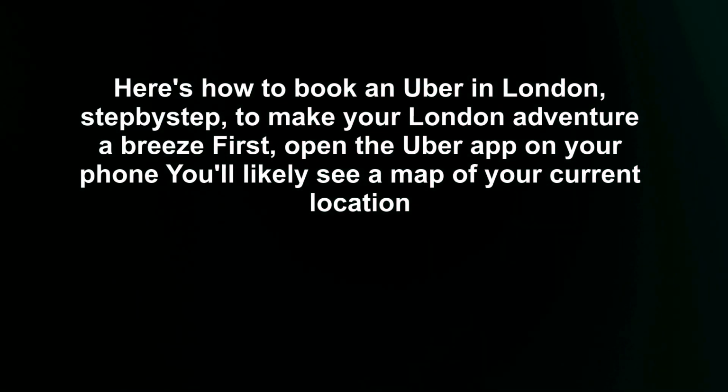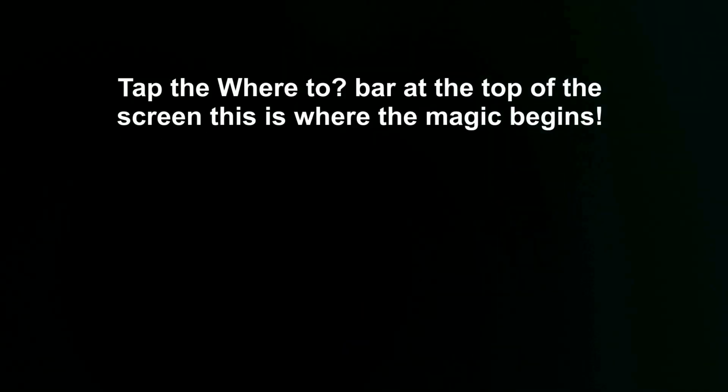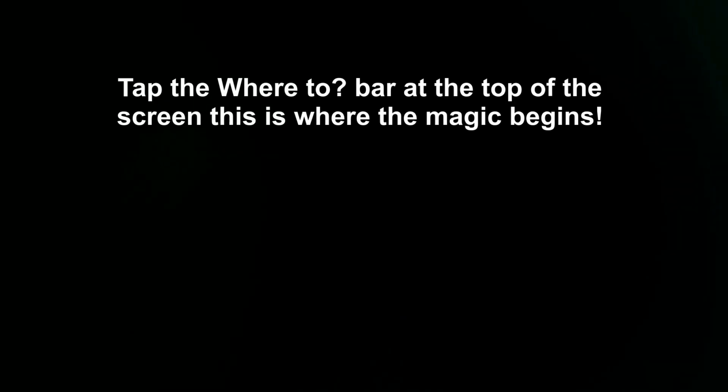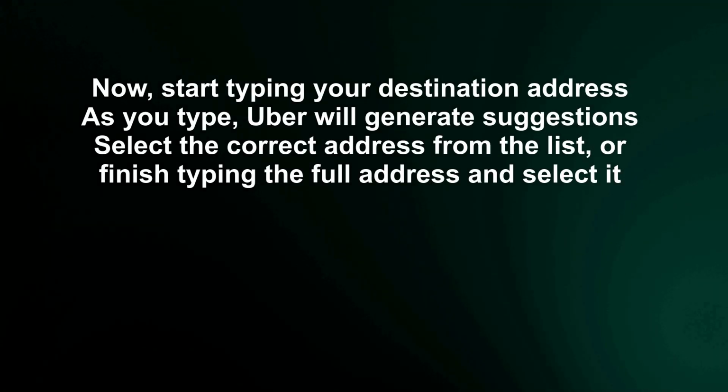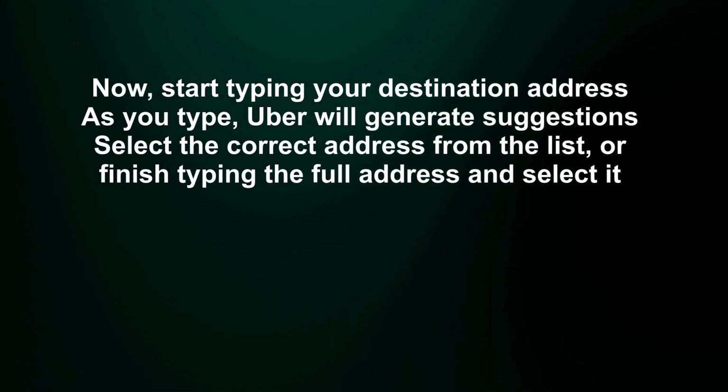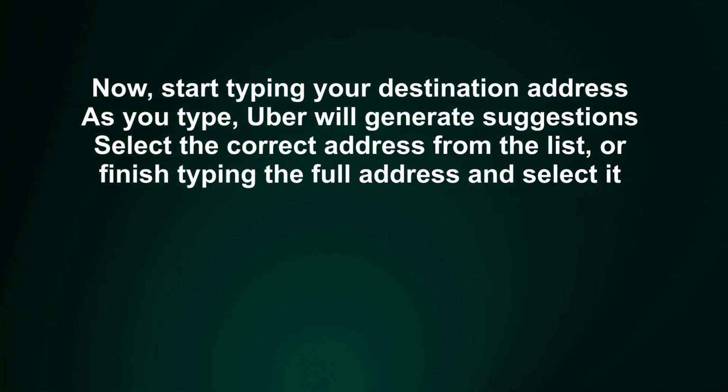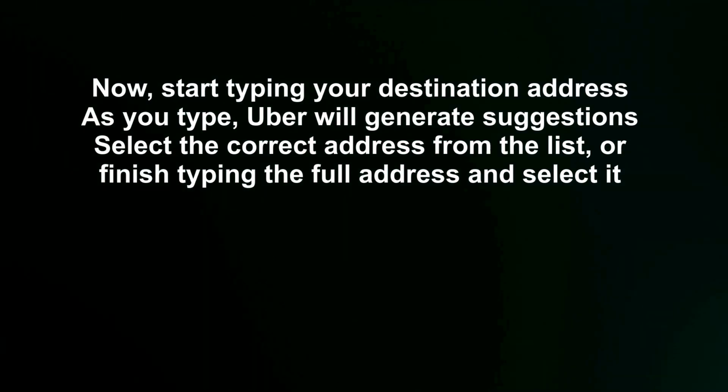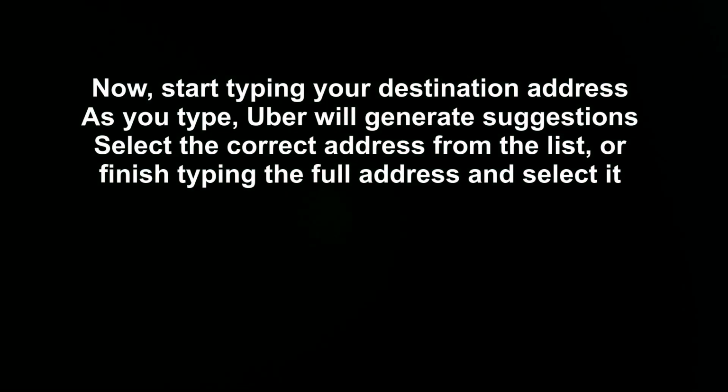You'll likely see a map of your current location. Tap the Where To bar at the top of the screen. This is where the magic begins. Now, start typing your destination address. As you type, Uber will generate suggestions. Select the correct address from the list, or finish typing the full address and select it.